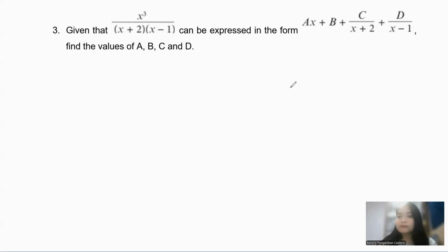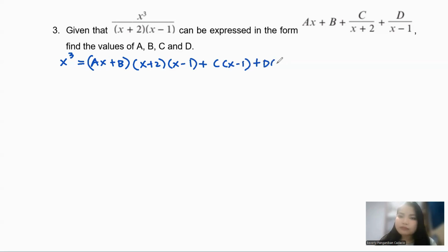Or you can use long division or synthetic if possible. Okay, but now the suggestion here is let's go with substitution, and the rest, it's a combination of substitution and equating coefficients. So since the format is given, I will just need to multiply the ax plus b. That will be together. You don't need to separate them. So ax plus b will be multiplied by my x plus 2 and by x minus 1. Okay? How about the c? It will be multiplied by x minus 1, and the d will be multiplied by x plus 2.